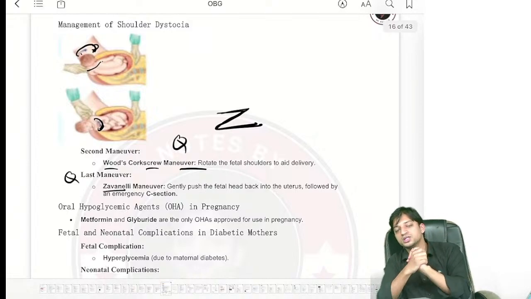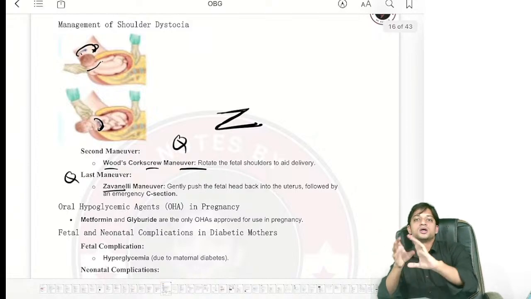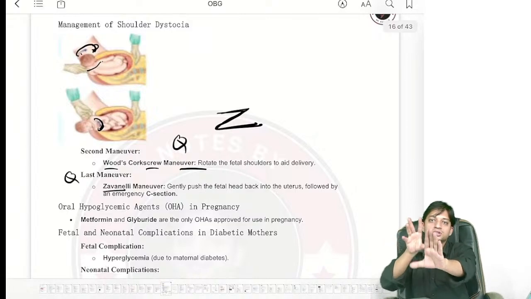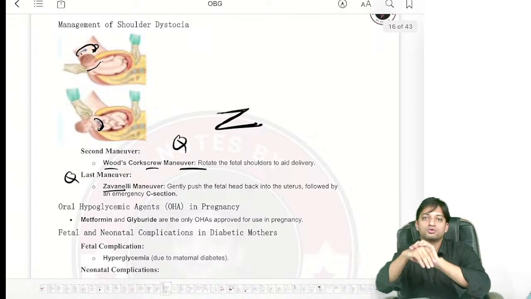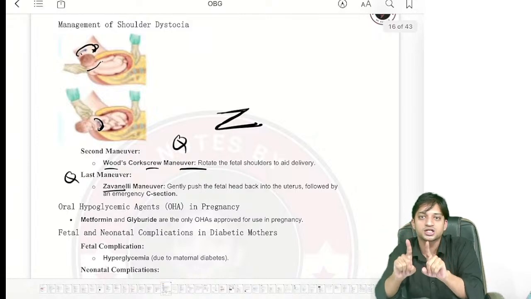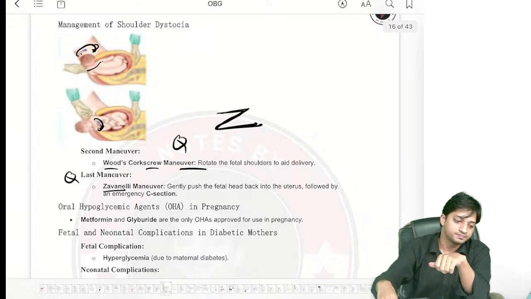Last maneuver, when you are unable to deliver, you just put it back the way it came, the Zavanelli maneuver. Just insert the head back into the uterus and go for emergency C-section. Very important, asked question, asked PYQ. I'm repeating again and again.